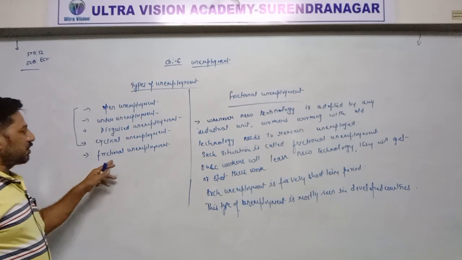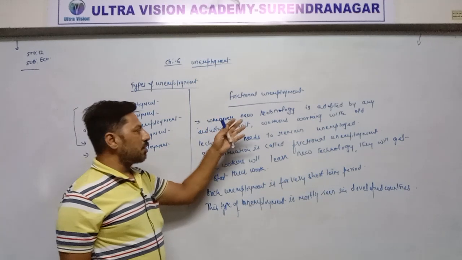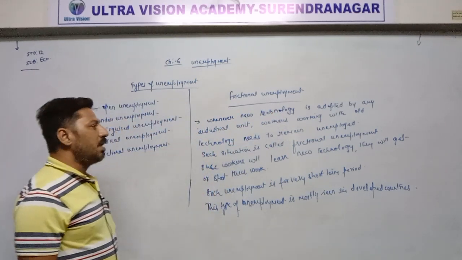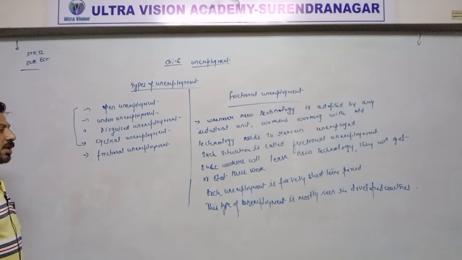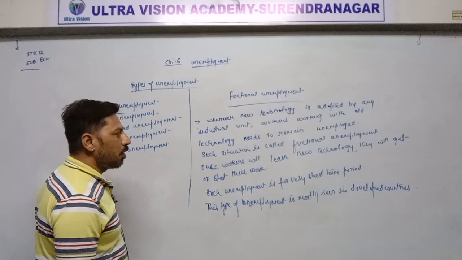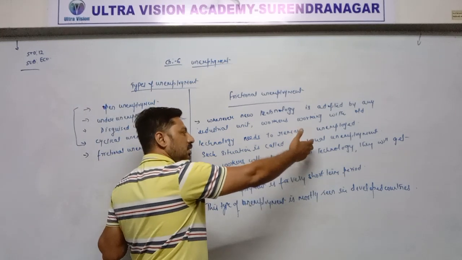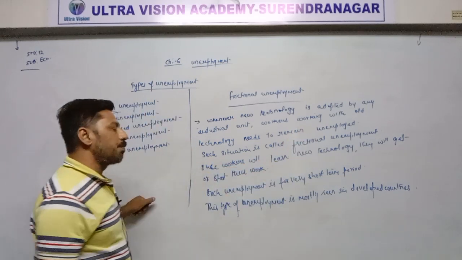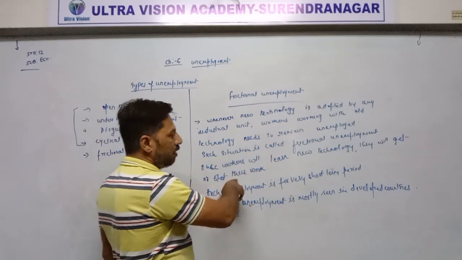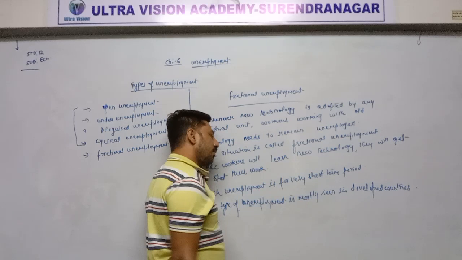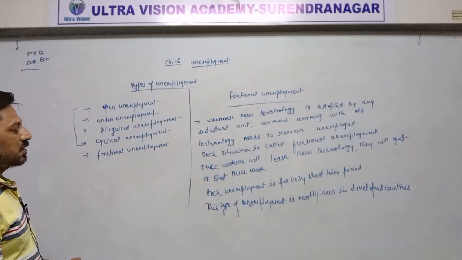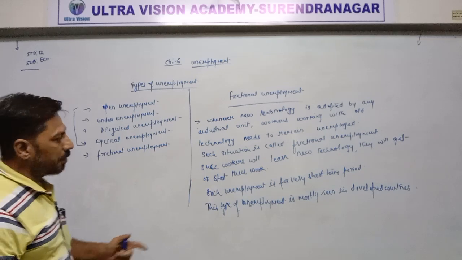And last, frictional unemployment, whenever new technology is introduced in the market and if it is adopted by any industrial unit, then workers working with old technology become unemployed, and such unemployment is called frictional unemployment. But such type of unemployment is for short term period. Reason, once they learn new technology, again they will get their work or they can start their work. So that type of unemployment is for short term period, and mostly this type of unemployment is seen in developed countries.